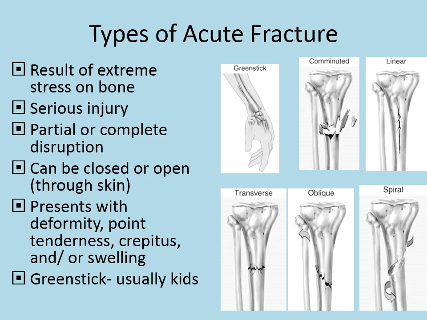So if we look at these pictures on the slide, look at the comminuted fracture, that is basically a complete disruption of the bone. Whereas if we look at the linear fracture, the entire bone is not disrupted. So there is a part of it that is. Fractures can be closed, which means contained within the skin, or open, which means that the fractured part of the bone has come through the skin.